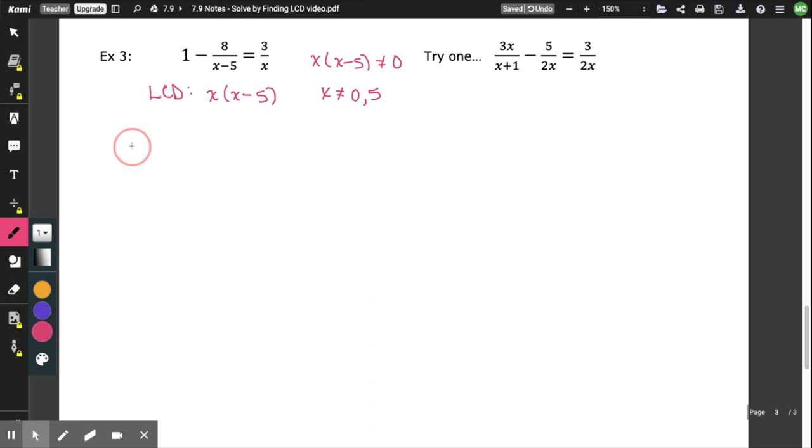So now I'm going to multiply each of my terms in my original problem by that least common denominator. So my first term was just 1, so x times x minus 5 times 1. Then I've got x times x minus 5 times that first fraction that appears there, 8 over x minus 5. And then equals x times x minus 5 times 3 over x.